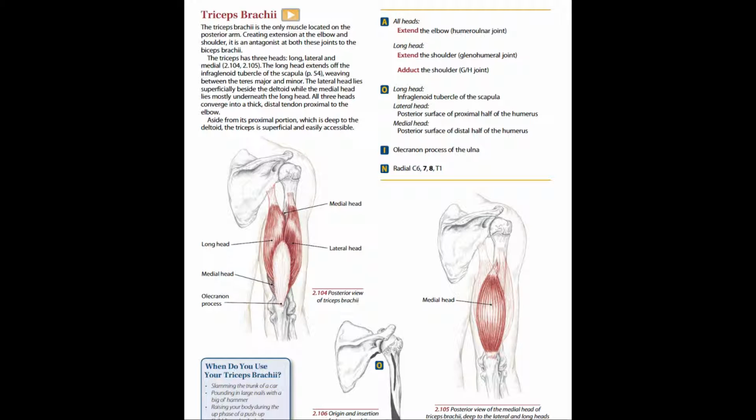The long head has a totally different origin point, being at the infraglenoid tubercle of the scapula, but they all have the same insertion point. As you can see, they come together and insert at the olecranon process of the ulna.